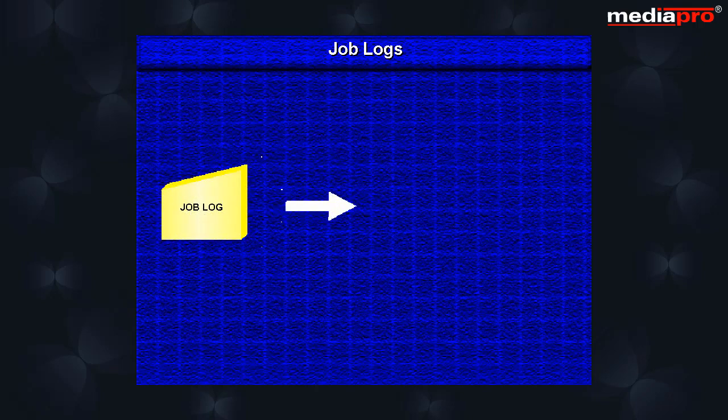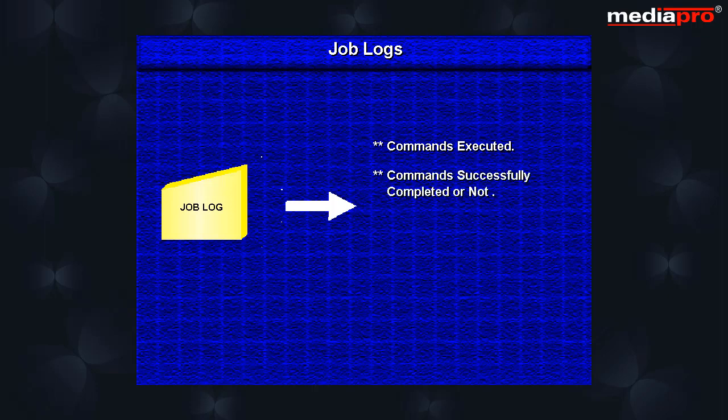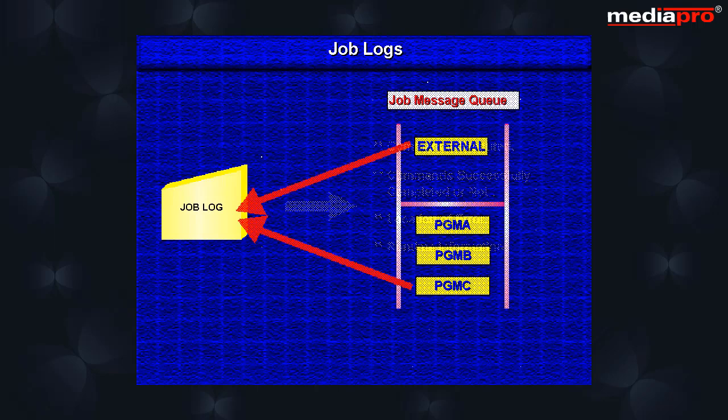The job log contains information such as the commands that were executed, whether the commands completed successfully or not, for program errors, the location in the program at which the error occurred, runtime information such as the time taken for execution, etc. The job log is basically a combined view of the job's external message queue and program message queue.